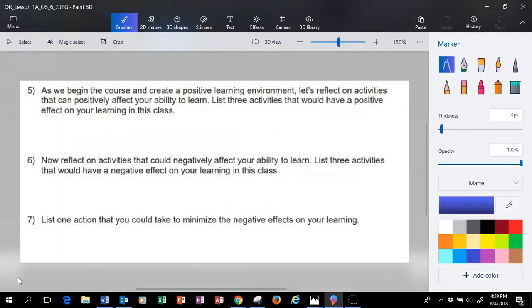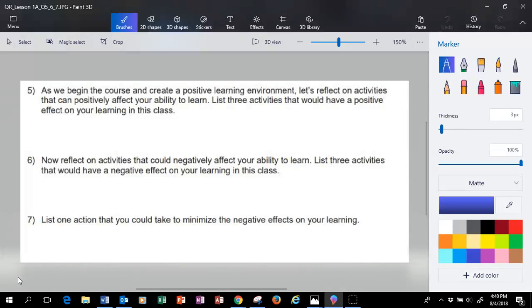We'll now be working through questions 5, 6, and 7. There are things in your life and in your world that will have a positive impact on this course. There are also things that will have a negative impact. So in question number 5, think, reflect, and list 3 activities that would have a positive impact on you and your learning in this class. Also reflect on activities that can negatively affect your ability to learn, and write those 3 things down.